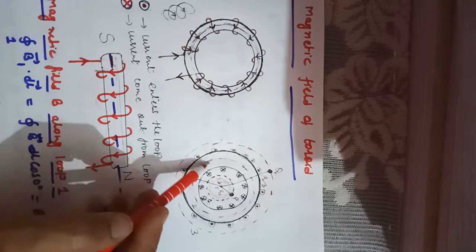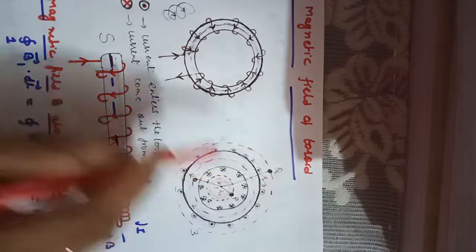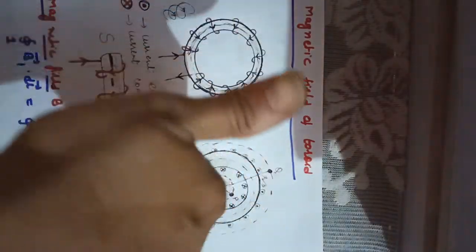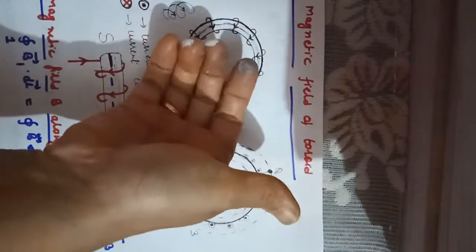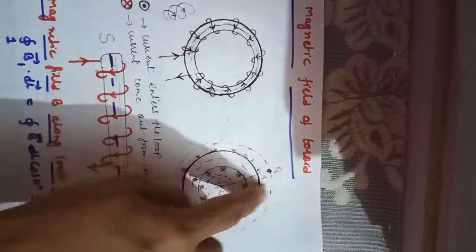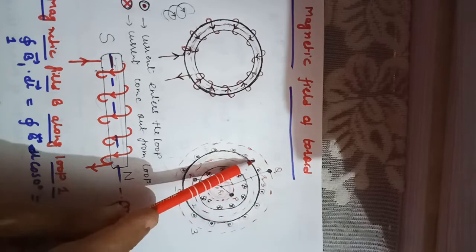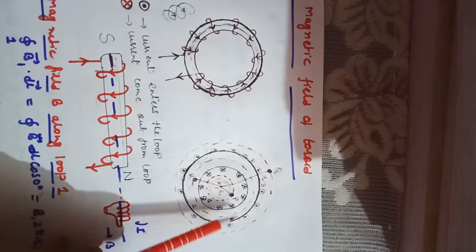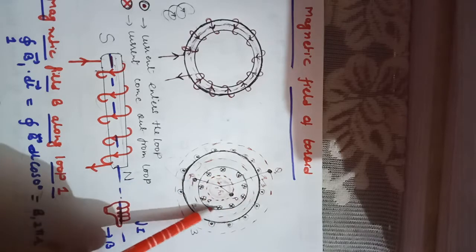From the upper phase it is entering, and from the lower phase it is coming out. In each turn it is entering and coming out, like this. So this is the direction. I have marked a dot on the upper circumference because the current is entering from the upper circumference, and it is coming out from the lower circumference, so I have marked a cross here.